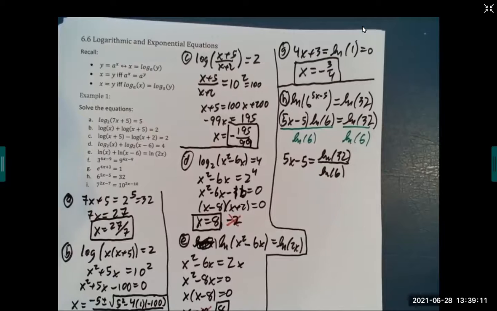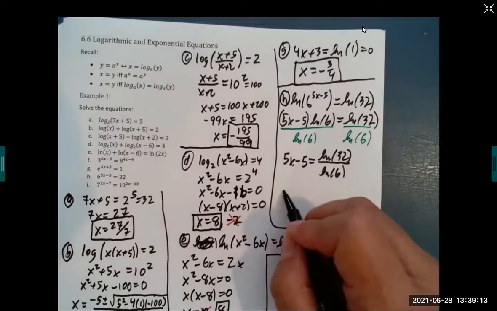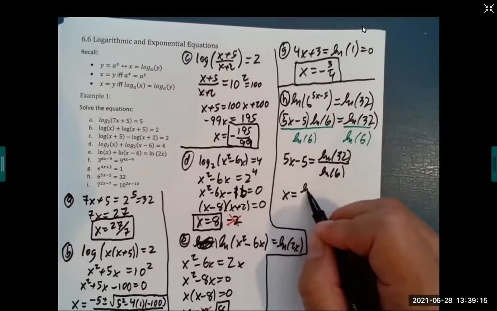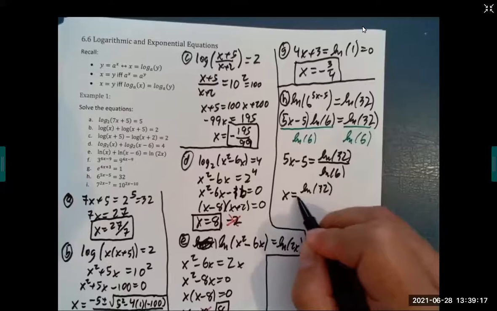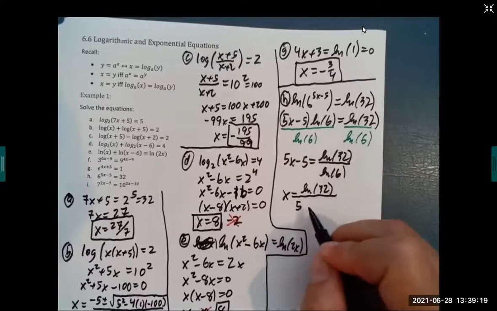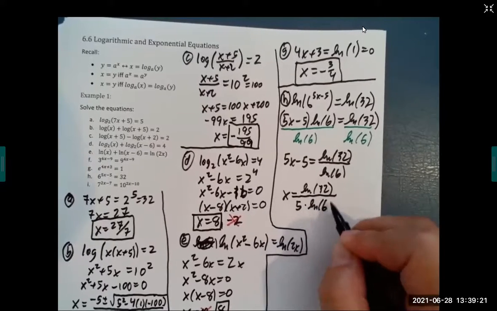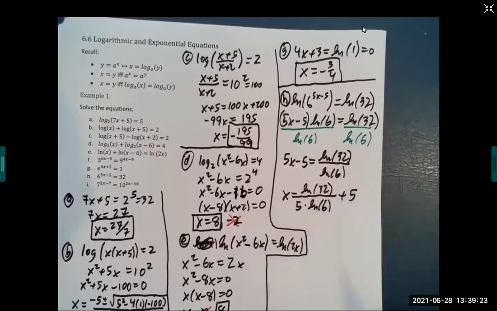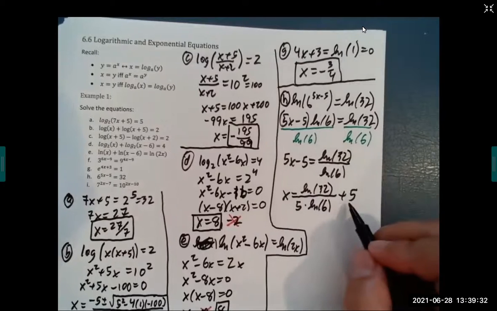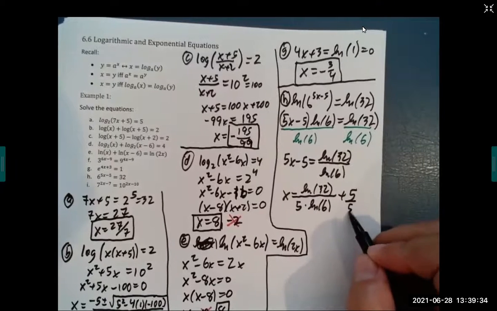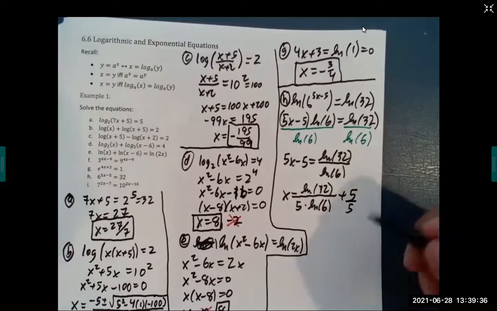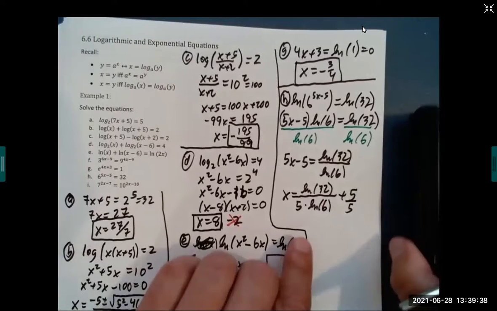Now I can add 5 and divide by 5. So I get x equals ln of 32 divided by 5 times ln of 6, plus 5. And let me look real quick. Let's go ahead and get a decimal approximation of that. Actually, that's over 5 as well, which becomes a 1.